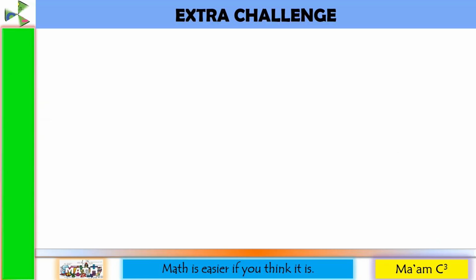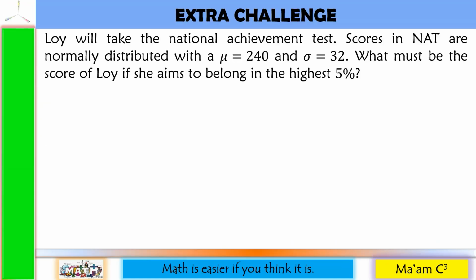Let us do extra challenge. Loy will take the National Achievement Test. Scores in NAT are normally distributed with a mu of 240 and a sigma of 32. What must be the score of Loy if she aims to belong in the highest 5%?